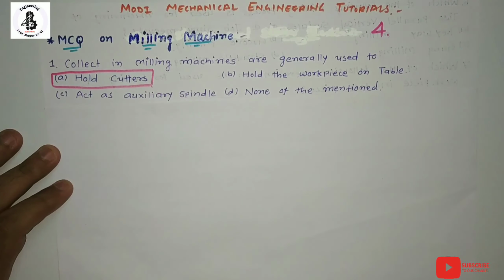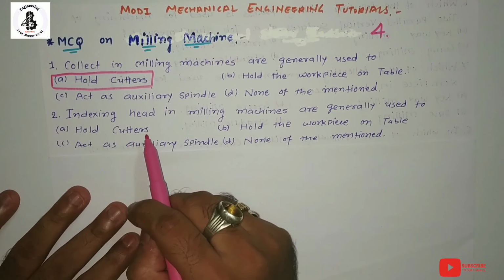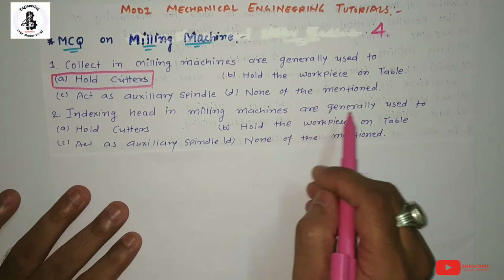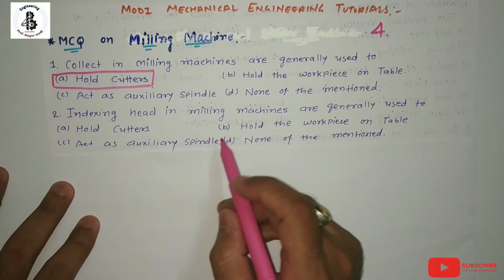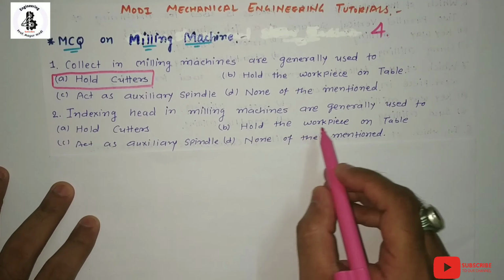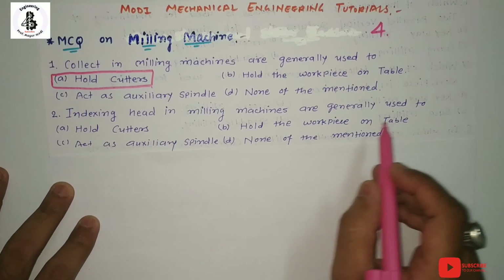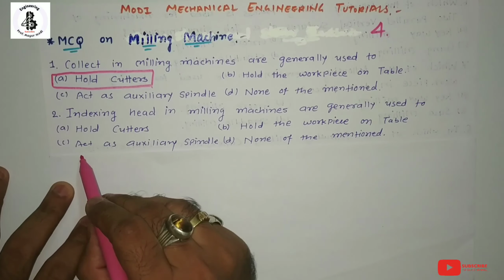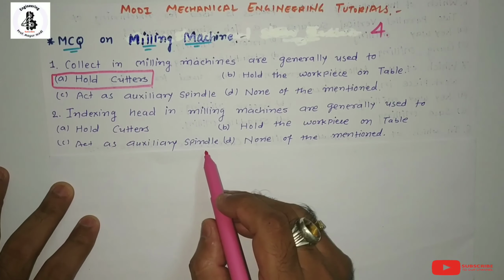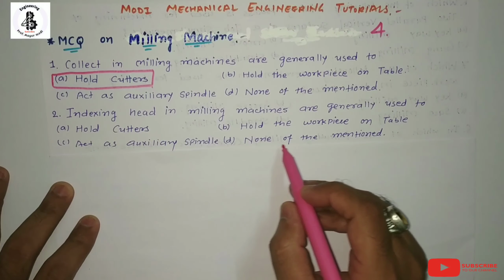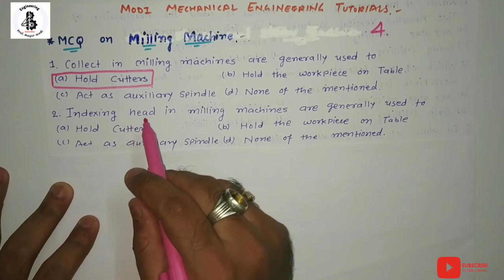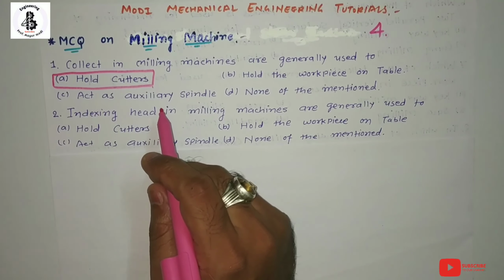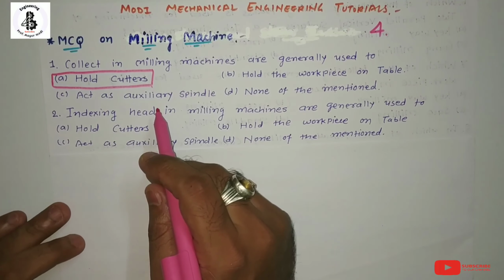The next question. Indexing heads in milling machines are generally used to: option A, hold the cutters; option B, hold the workpiece on the table; option C, act as an auxiliary spindle; and option D, none of the mentioned. As in the first question we already discussed, a collet is used to hold the cutters.